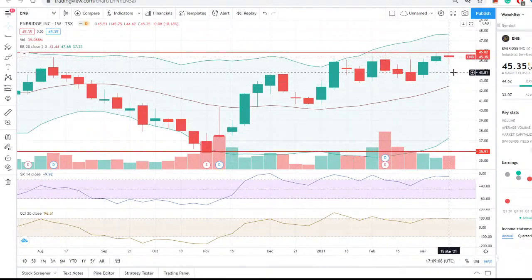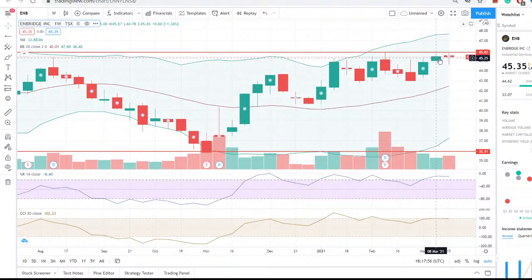Now, watch the weekly chart. This week, it opened above the close of the previous week and closed at the close of the previous week. That is why it's a red doji, a red candle. It opened above the close of the previous week and closed at the close of the previous week. What was the close of the previous week? It was 45.43. And what is the open of this week?